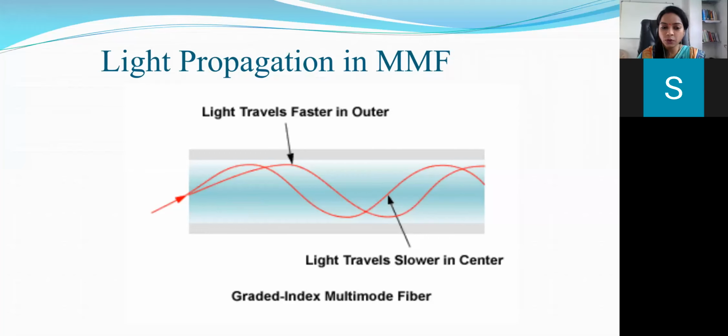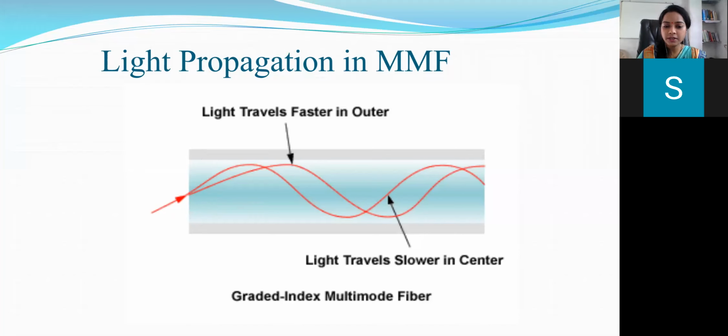This denotes the refractive index. Here at the center, the refractive index is maximum, and it goes on decreasing as we go from core to cladding. So this is the gradual change of refractive index in multimode fiber. That's why it is called graded index multimode fiber.